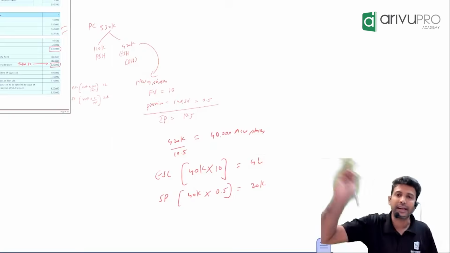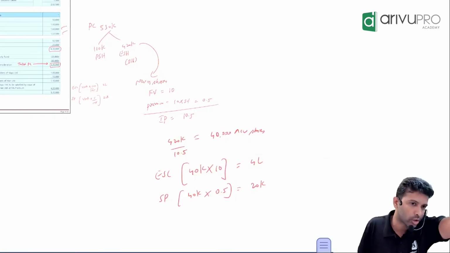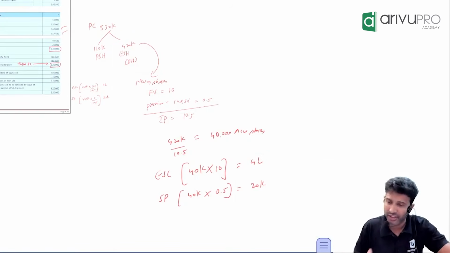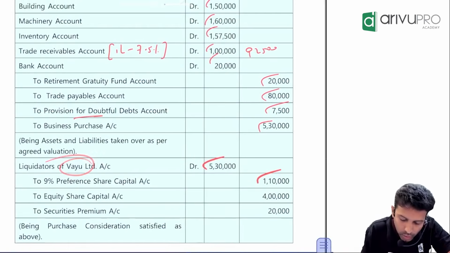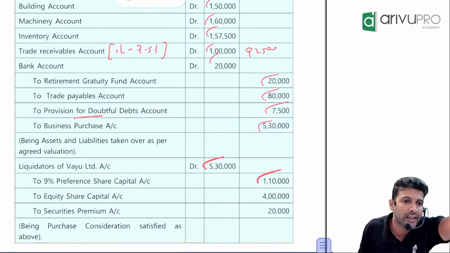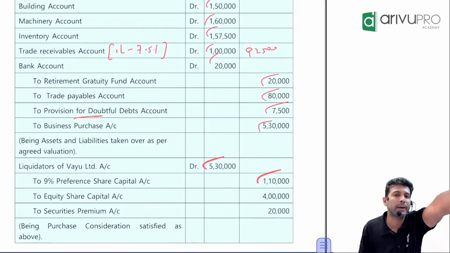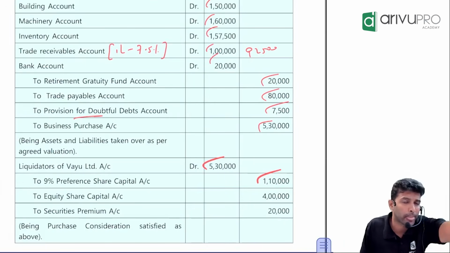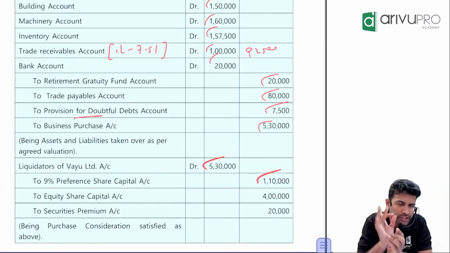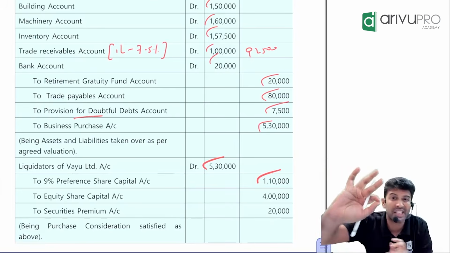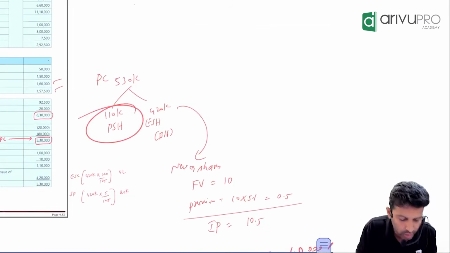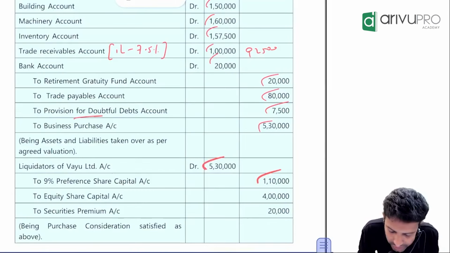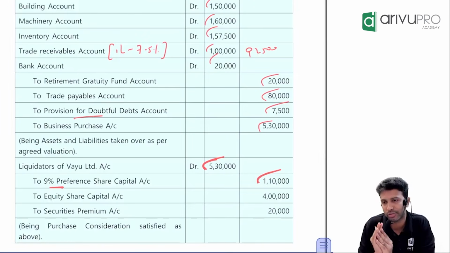Now go back and tell me the entry. What all do you give to the liquidator? 2 things: preference shares and equity shares. What is the entry? Liquidator of Vayu Limited account debit. Totally how much do you need to pay? 5,30,000. The first component we give to the liquidator is preference shares. If a company issues preference shares, do we say preference shares or preference share capital? Preference share capital. How much preference share capital have we issued? 1,10,000. So liquidator of selling company account debit 5,30,000 to preference share capital account 1,10,000.